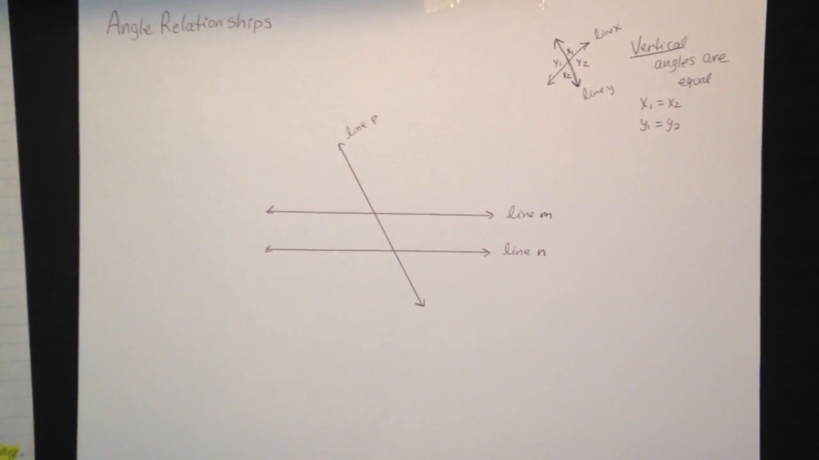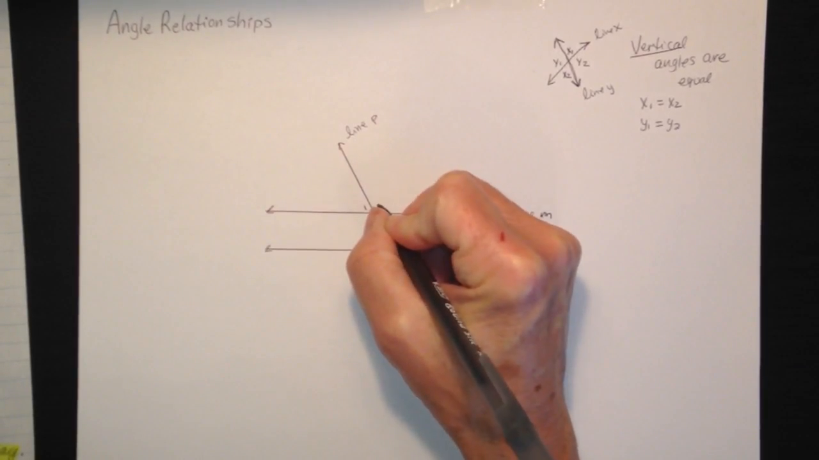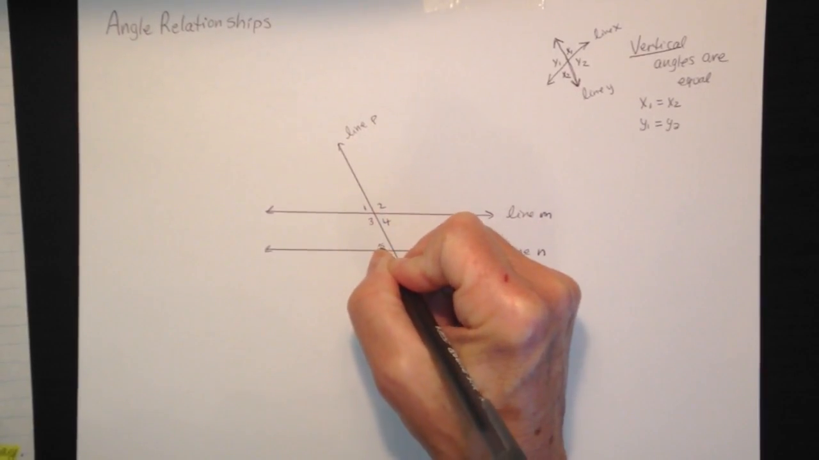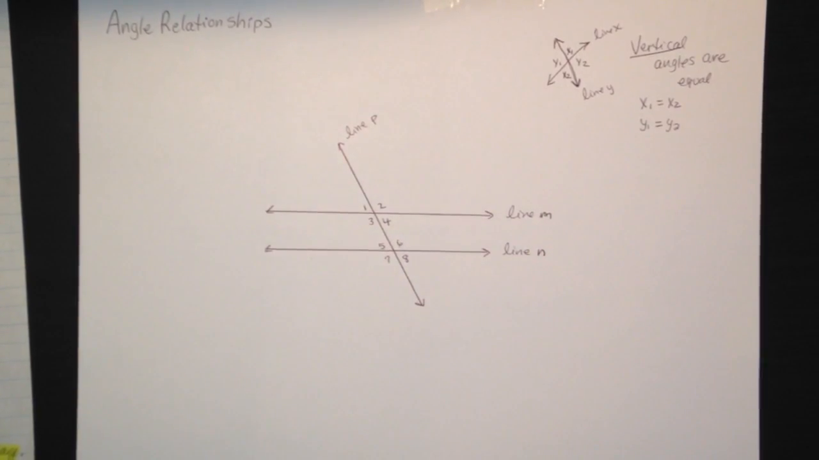This creates 8 angles that we can talk about. So I'm just going to go through and label the angles. I'm going to call this 1, 2, 3, 4, 5, 6, 7, 8. And we can discuss the relationships between all of these angles.